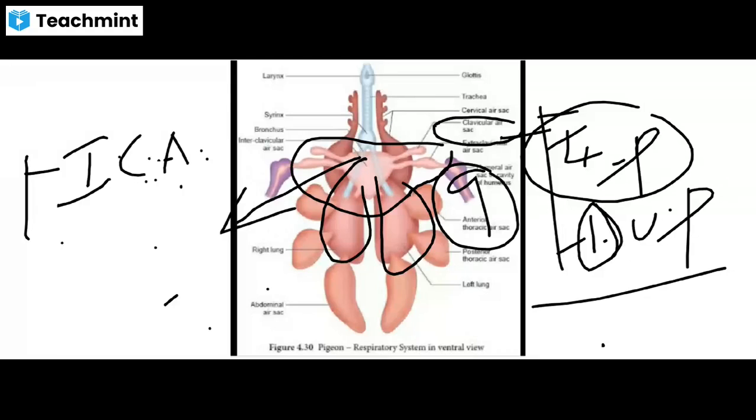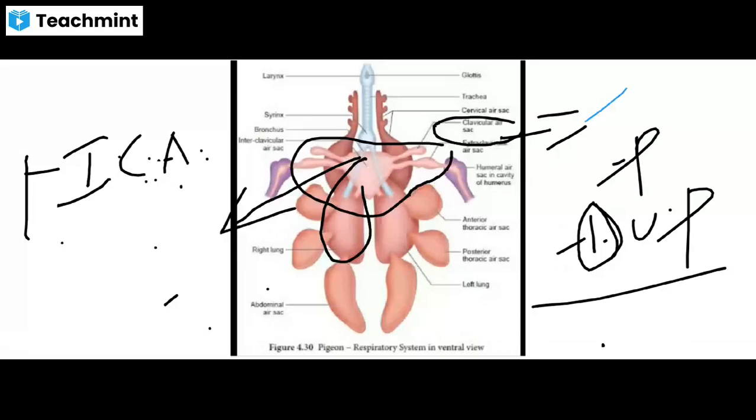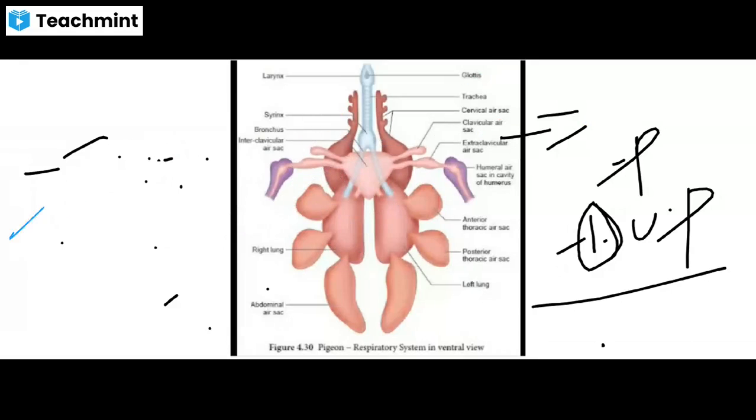All the air sacs are connected to the secondary bronchi from the proximal end of each sac. From the cervical air sac, a small branch arises, called the recurrent bronchus or saccobronchus. Okay girls, this is about functions of air sacs. How many air sacs are present in pigeon?